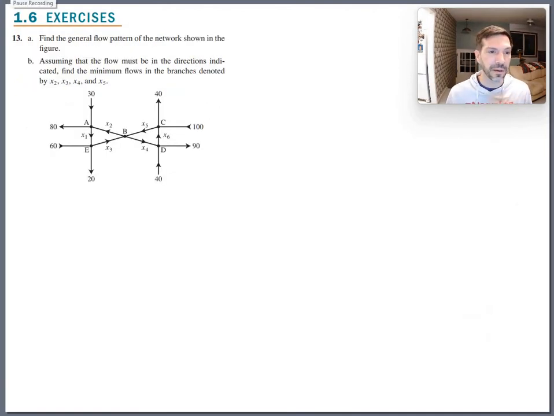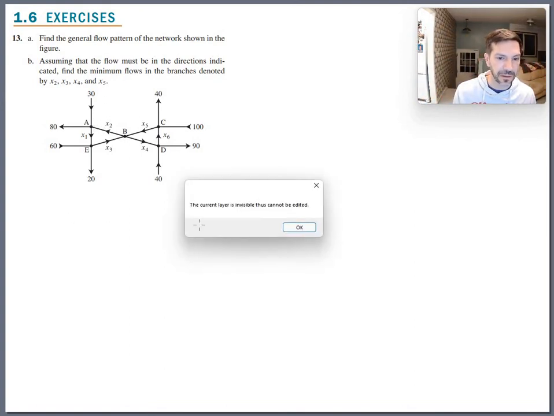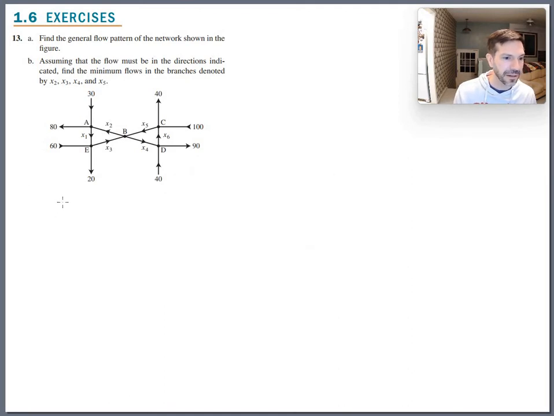Okay, so 13 is a network flow problem, and the basic idea is to look at the locations, the intersections, and say whatever goes into the intersection must be equal to whatever goes out of the intersection. So starting with location A, what goes in is going to be 30 and x2. So 30 plus x2 is going to equal what's going out of that intersection, which is x1 and 80.